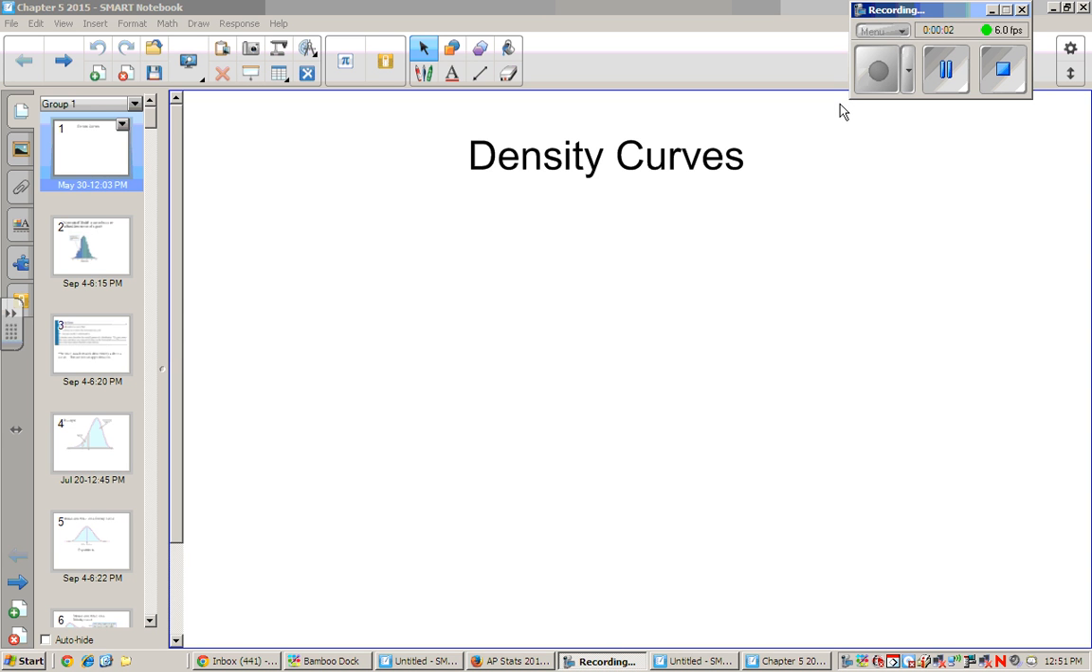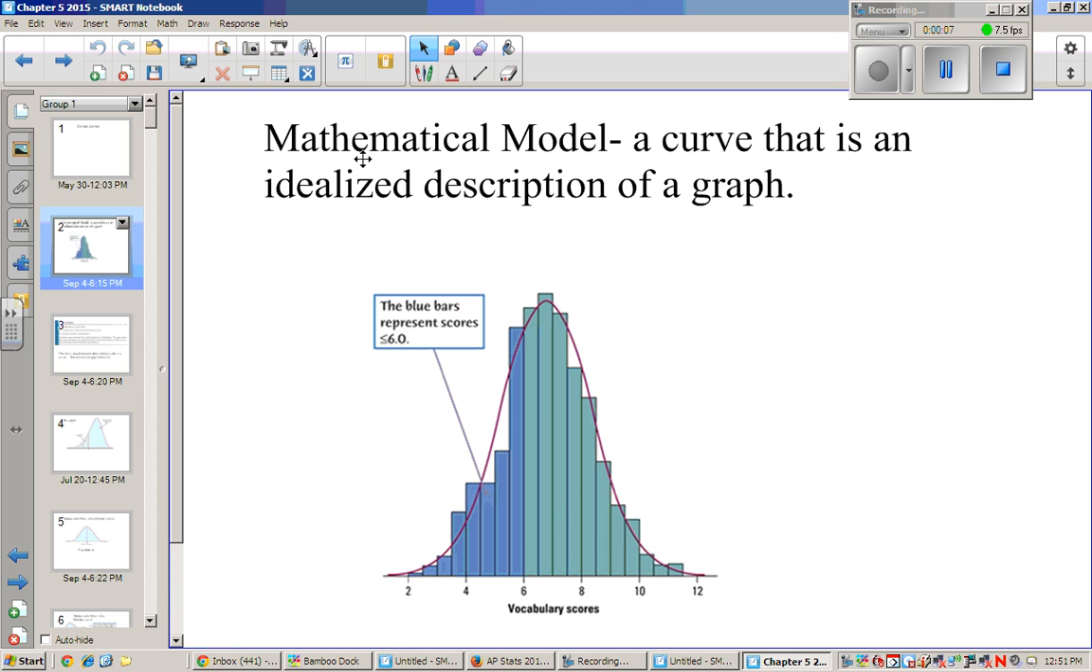Hello, today we're going to look at density curves. First we're going to look at the term mathematical model. This is just a curve that is an idealized description of a graph.